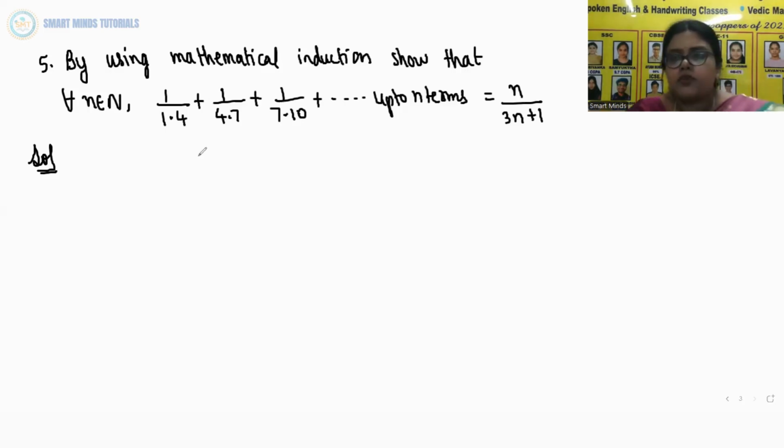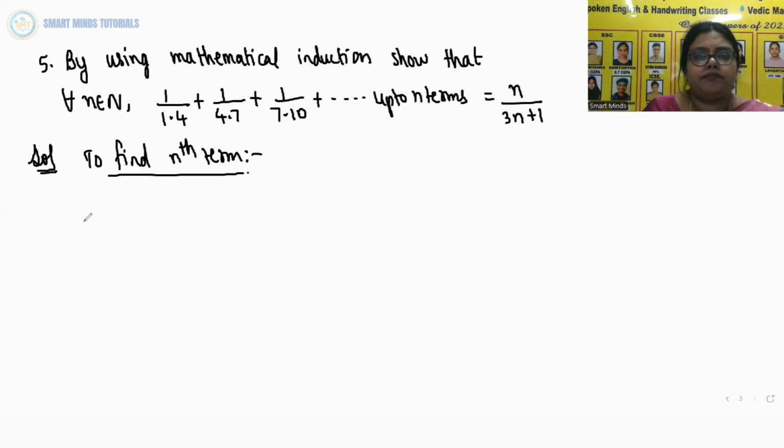Now take this next question. This is same like the last one, but the difference is in the last problem, the nth term was given in the question. But over here, the nth term we have to find out. So first let us start with finding the nth term. First we need to put the side heading to find the nth term.